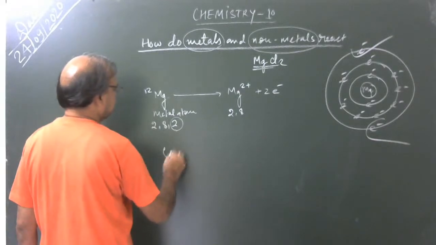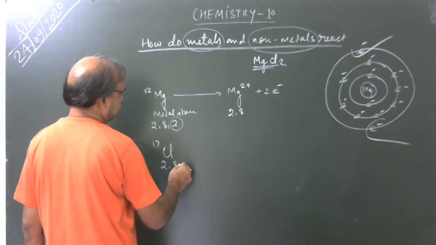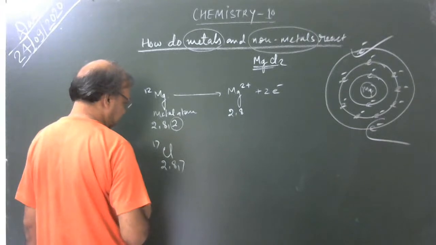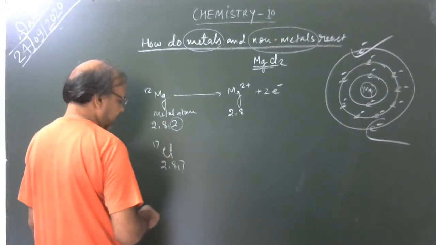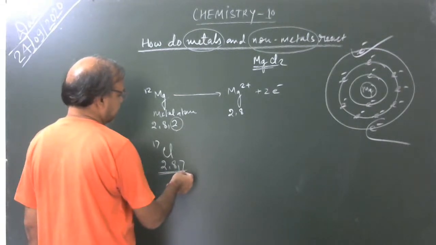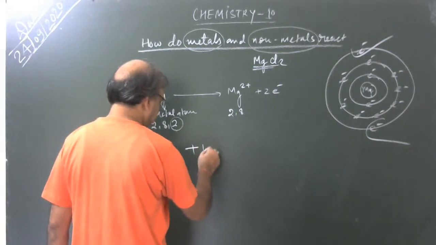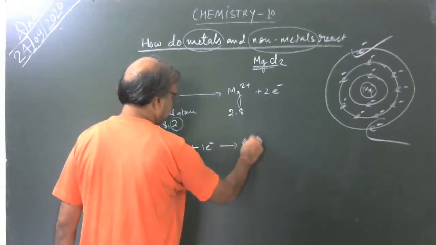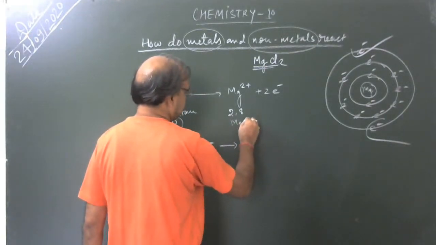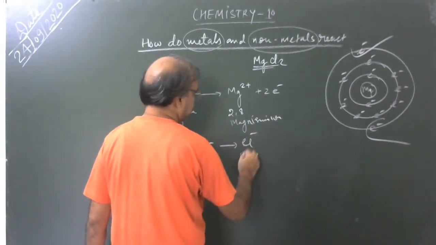Similarly, in the case of chlorine, as you have seen earlier, the atomic number is 17 and its electronic configuration is 2, 8 and 7. It will get one electron and convert into Cl minus ions, chloride ions. This is the magnesium ion, and this is the chloride ion.